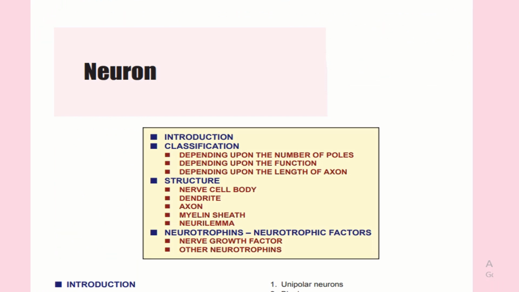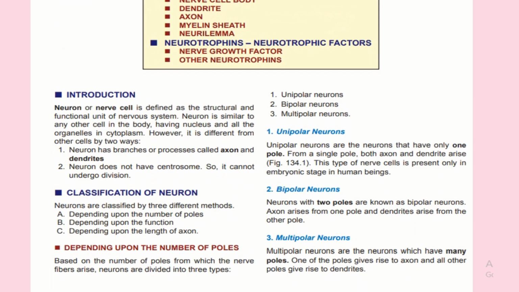After the introduction of the nervous system, we're going to focus on neurons. In this section, we're going to look at the introduction of neurons, their classification, structure, and neurotrophins, the neurotrophic factors. Let's begin with the introduction.